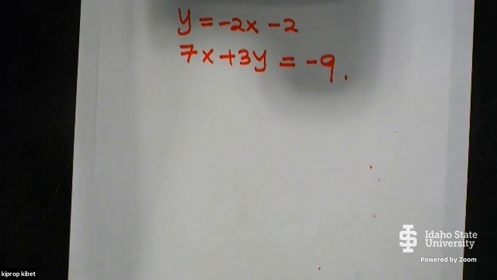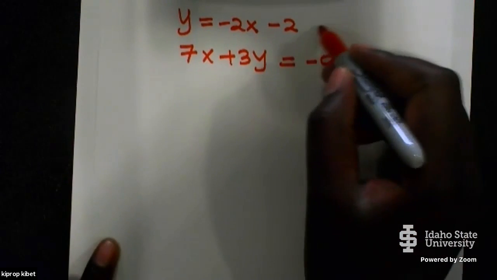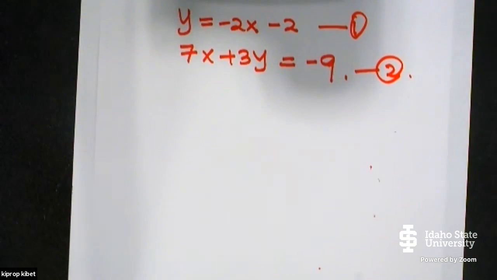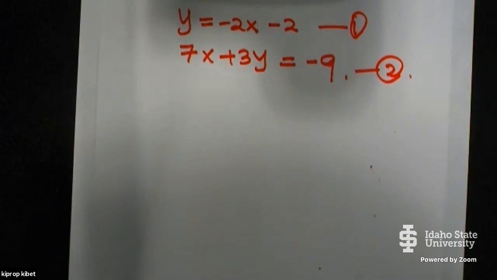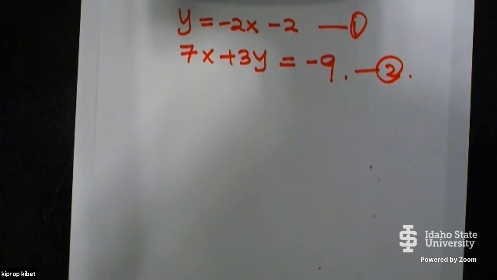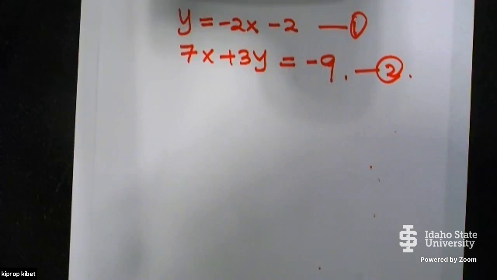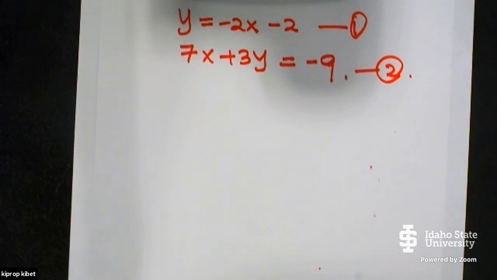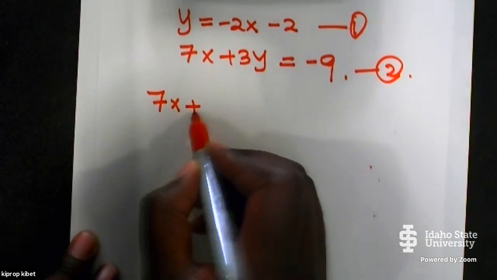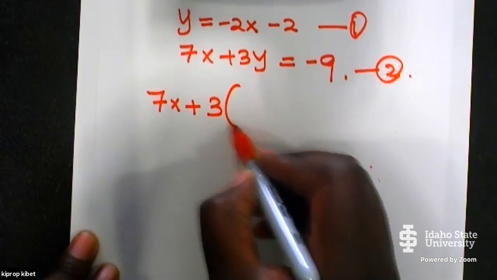So they've already made it simple for you. We have equation number 1 there, then equation number 2 there. They've already made y the subject in the first. So you take the first equation to the second one. Where there is y in the second equation, you put that value as 2x minus 2. So we have 7x plus 3, there is y there.